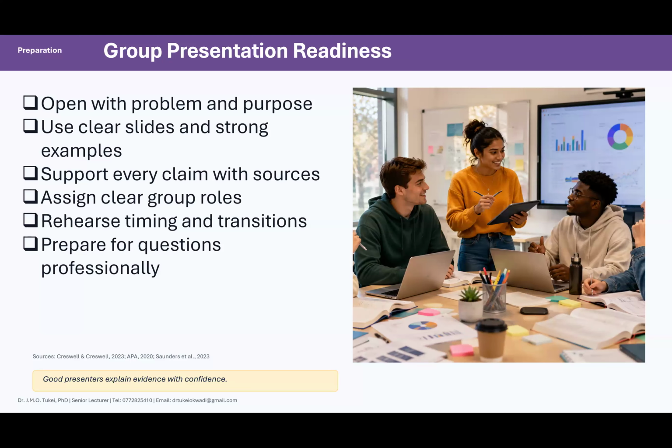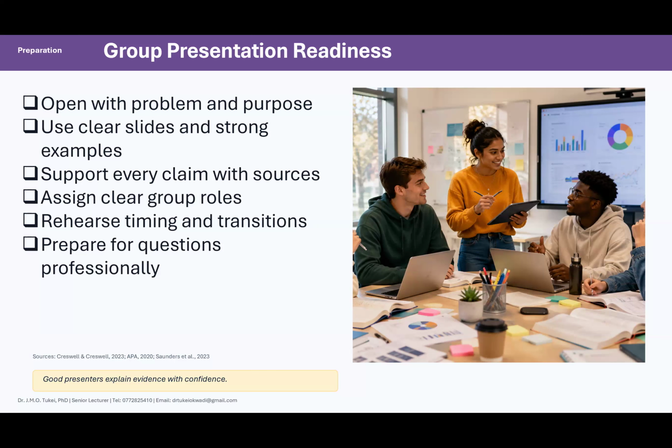Before the question, let's give an example. A presentation on youth unemployment becomes stronger when the group explains how the research design would distinguish between skills gaps, labor market conditions, and finances. So colleagues, can each group member explain the whole study, not only their own slide? This is very important. The key message here is that good presenters do not read slides. They explain evidence and confidence as teams.